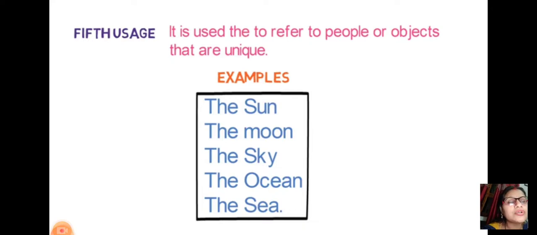I hope your doubts are clear with the help of these five usages of the. So next time onward, whenever you pronounce the, you will take care how to pronounce it and why. This video made you clear about most of the information on how to use the before your sentences.